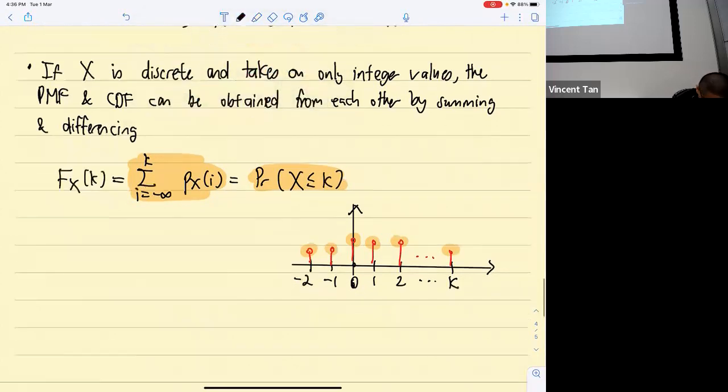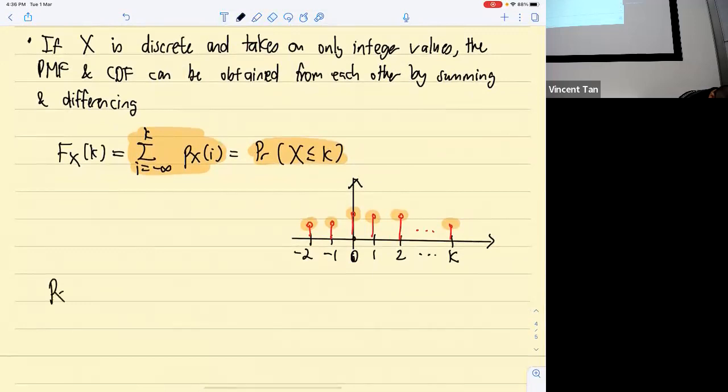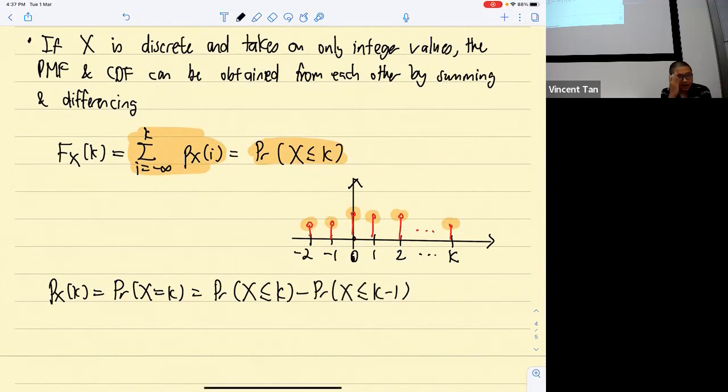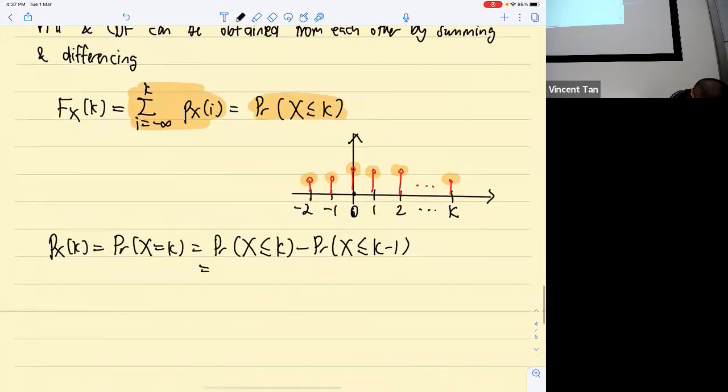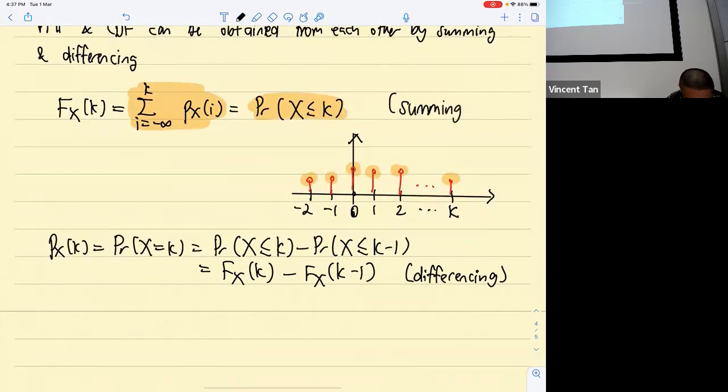Now, how do I recover the PMF from the CDF? Look at this: P of x_k is equal to the probability that X is exactly equal to k. But I can get this as the probability that X is less than or equal to k minus the probability that X is less than or equal to k minus 1. The probability that X is equal to k is everything up to and including k minus everything up to and including k minus 1. So here I am excluding k, here I am including k. So this is nothing but F_X evaluated at k minus F_X evaluated at k minus 1. This is called differencing. Taking the difference. This is called summing. Summing and differencing are duals of each other in some sense.